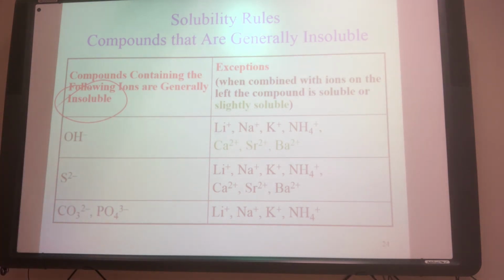To talk about solubility, we're going to talk about a very specific type of reaction that helps us when we're using our solubility rules. That's going to be a precipitation reaction. And I'll talk about precipitation reactions a little bit more in the next lecture.